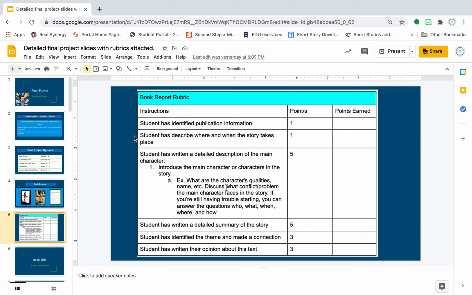Then you're going to write a detailed description of our main character. That's going into character qualities, who they are. You're going to discuss the conflict or problems that they face, and what they're still having trouble with accomplishing, and you can answer the questions who, what, where, how, and when. The next thing is you're going to write a detailed summary of the story. What's the takeaway? And then I'd like you to identify the theme and some sort of connection you've made with the text. Again, this is all a template that you're going to be filling in. And the last thing is I want you to write an opinion of the text we're reading.